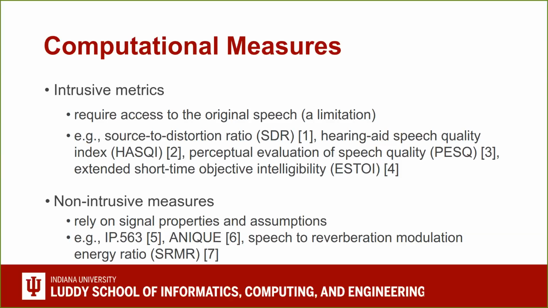A fundamental limitation of intrusive metrics is that the reference signal is usually not available in real-world environments, or it may be difficult to obtain. Non-intrusive metrics, on the other hand, assess speech based on the distorted signal only, which means that real-world assessment is possible. Their assessment generally relies on signal properties and assumptions. Many non-intrusive measures have been proposed in the literature, such as ITU standard P.563, ANIQUE, and SRMR.